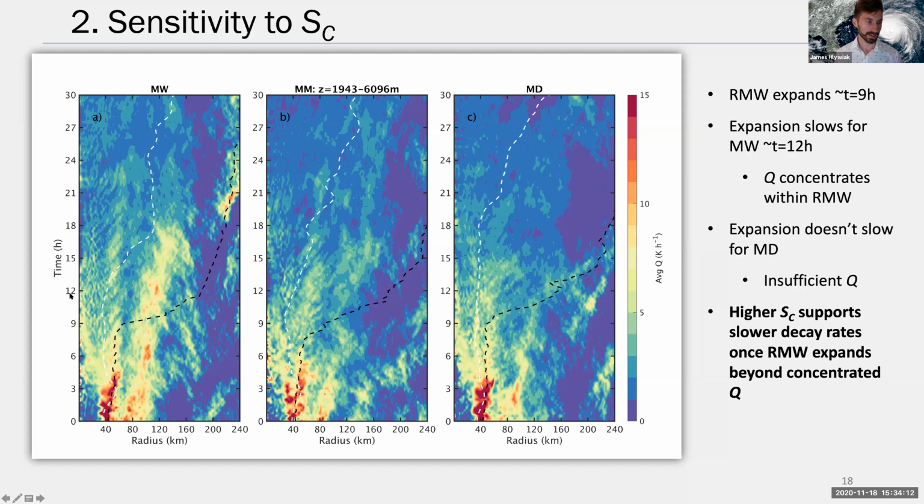So what happens at T equals 12 hours is that we see the radius of maximum winds really slow down. And it's at this point that we really saw the wet case start to become a little bit stronger than the other cases. Whereas in the moderate and dry cases, where there isn't as much heating within the radius of maximum winds, these just continue to weaken, and their radius of maximum winds reside beyond the innermost domain by 20 hours. So essentially the take-home point here is that higher soil moisture supports slower decay rates once the radius of maximum winds expands beyond concentrated Q.